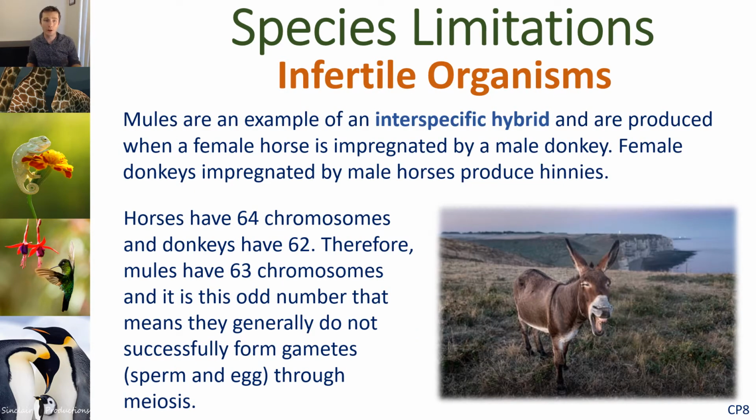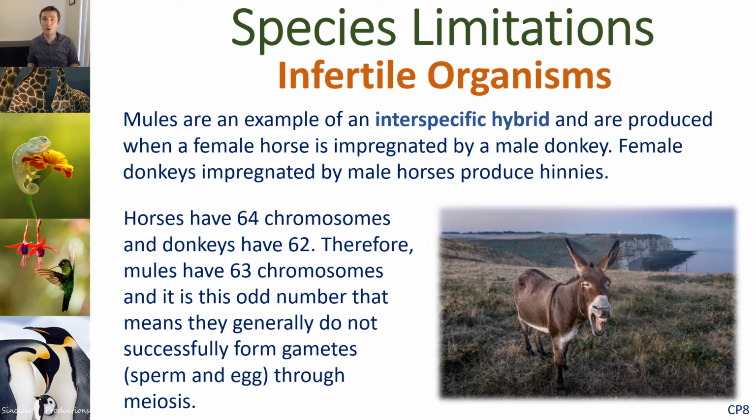So you've got infertile organisms like mules, and they're an example, and this is one of the examples they say for you to know, so know it. It's an interspecific hybrid, so between two different species, and they are produced when a female horse is impregnated by a male donkey. So you've got a horse and a donkey, and they produce mules. So mules are infertile, so a mule is unable to reproduce. So that again causes an issue with this species concept.